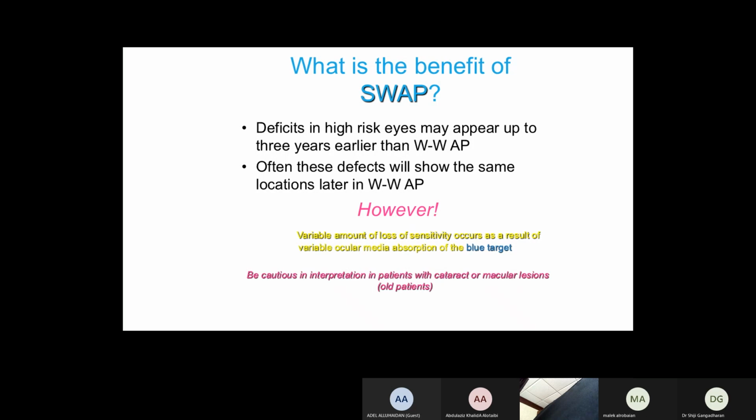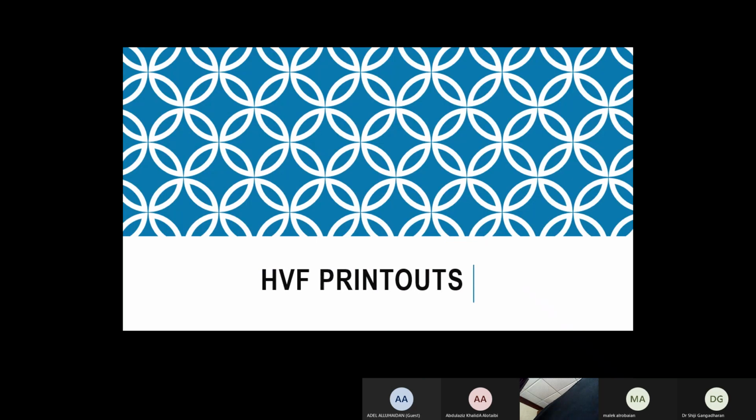However, the blue light can be absorbed through the media. Patients who have cataract, patients who have macular disease, this can be inaccurate.